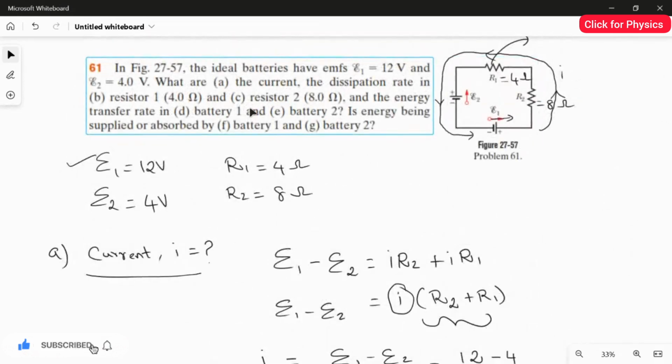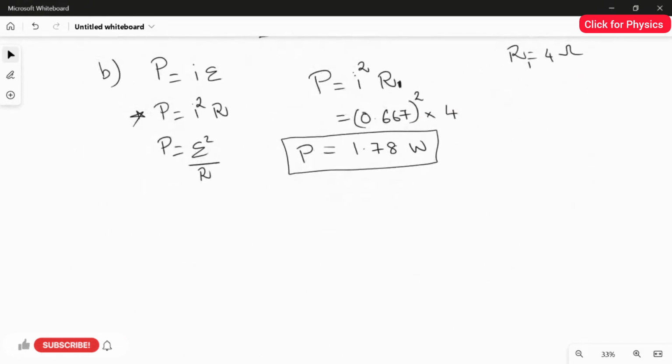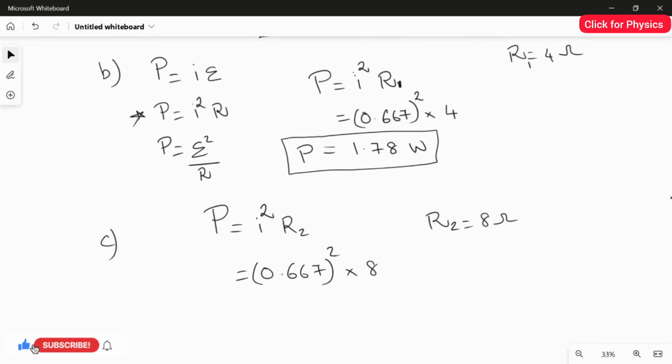Likewise, you have to find the dissipation rate across R2. That is our third question, you can see. We have to apply the same rule, but in place of R1, we have to use R2. So again, for the third part, I'm going to use the same rule: power P is equal to I square multiplied by R2. Here R2 takes the value of 8 ohm. The current is the same, 0.667, the whole square, multiplied by 8. So let's see what the answer is. When I multiply the current square by 8, I got the answer as 3.559. So I can round the value to 3.56 watt. So this is the answer for the third question.